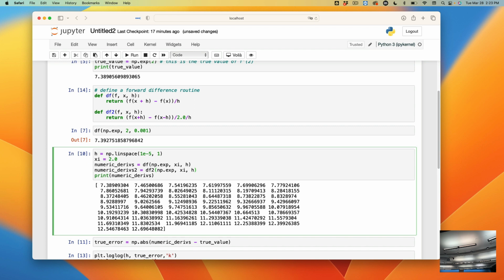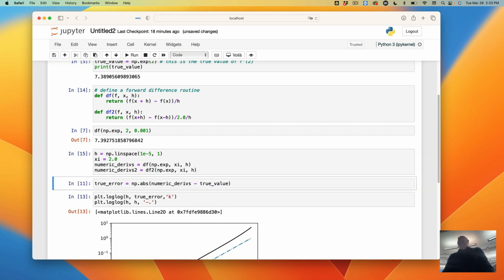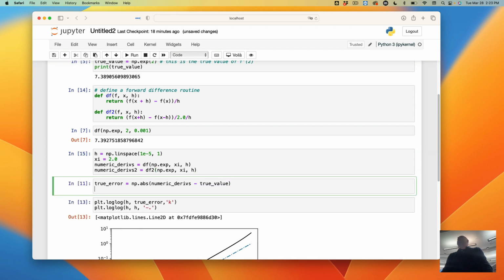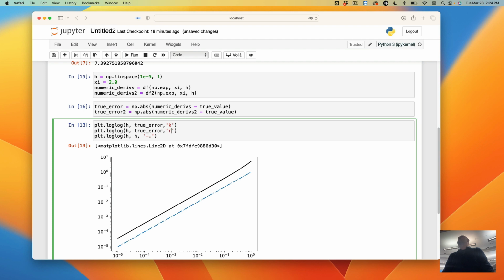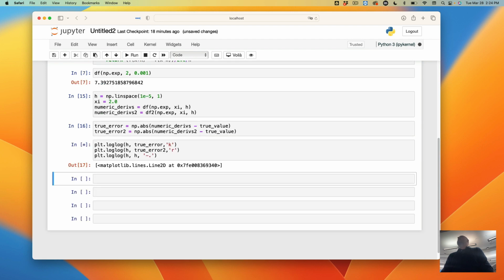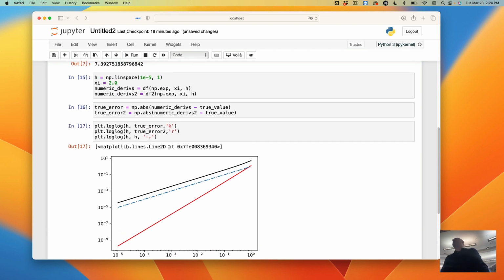And I'm going to compute the error in this central formula, right? Numeric derivatives 2. Then true error 2 for central, essentially, is also the absolute value of the numeric derivatives 2 minus the true value. Okay, let's see if it works. True error 2. Okay, look at that.